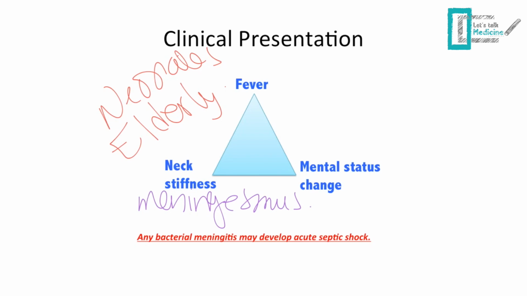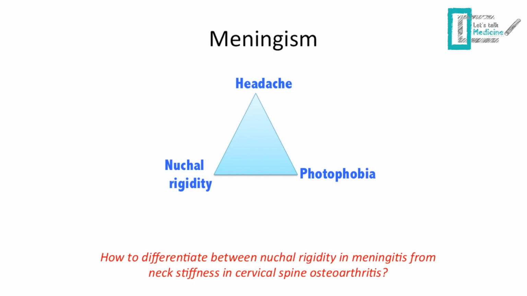Finally, with any bacterial meningitis, you should keep in mind that it can develop into acute septic shock at any time. So you have to prompt the treatment as soon as possible, and we will come to the treatment of bacterial meningitis at the end of this lecture. Now, going to the term meningism. When they say the patient has meningism features, it is usually a triad of headache, photophobia, and nuchal rigidity, and we will explain each one of them.